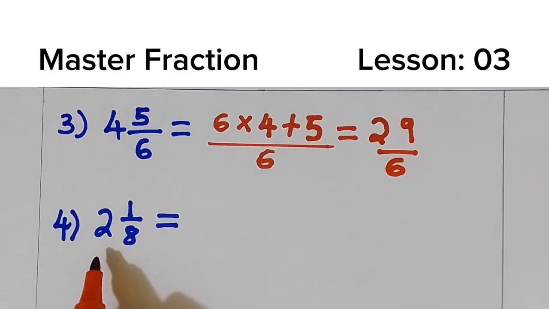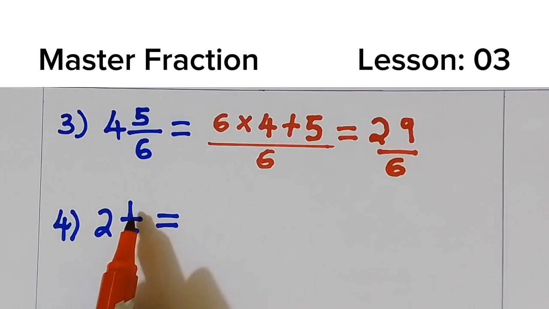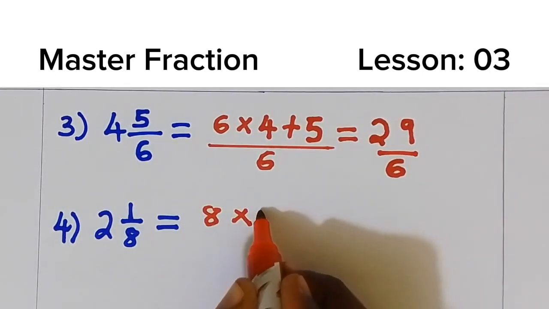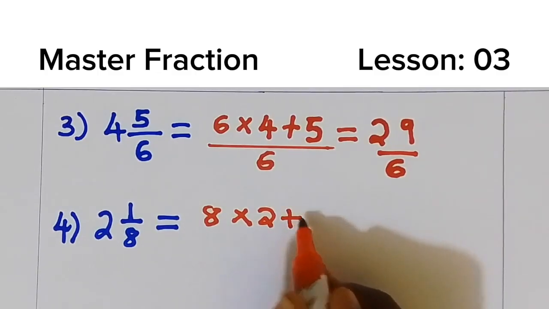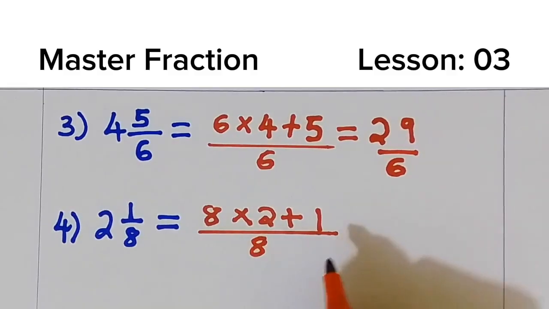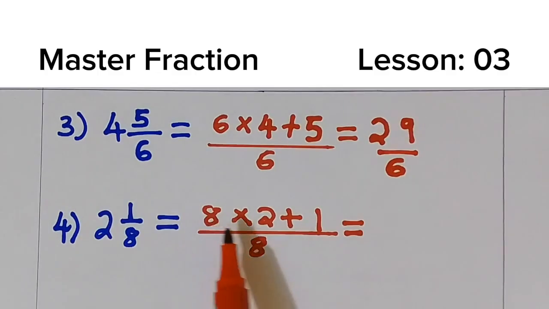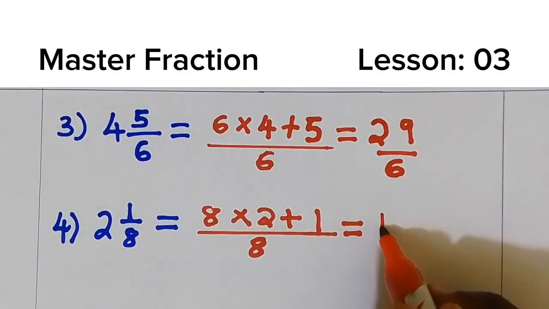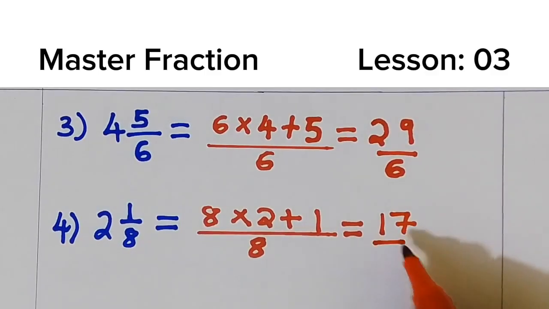The same. We're going to take the denominator, multiply by the whole number, plus the numerator. Which is equal to 8 times 2, 16, plus 1, 17 over 8.